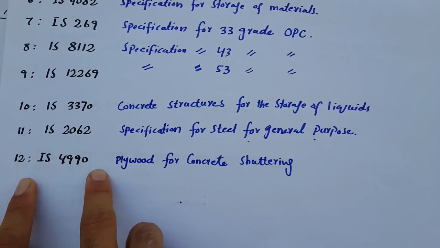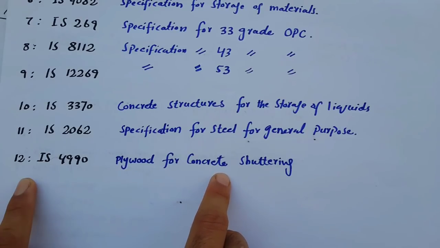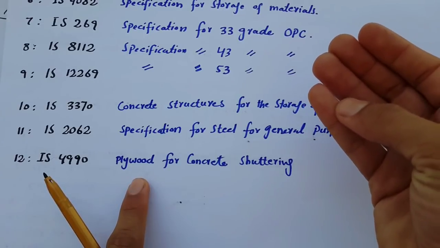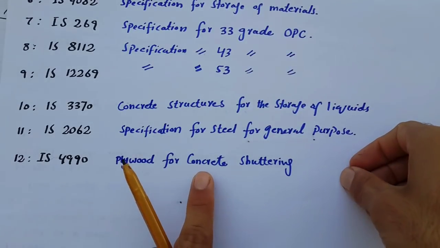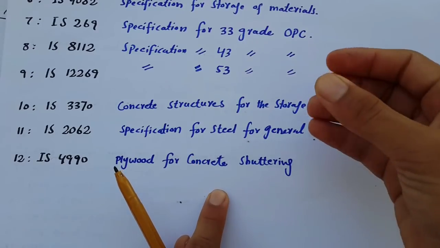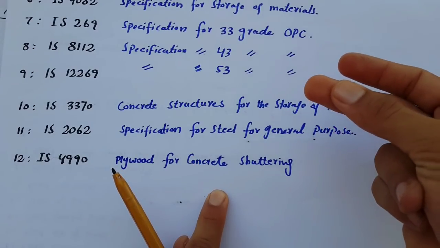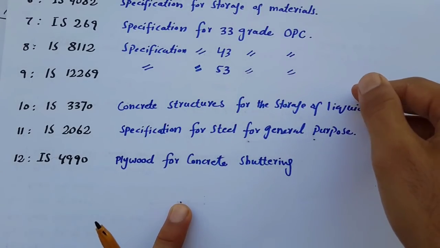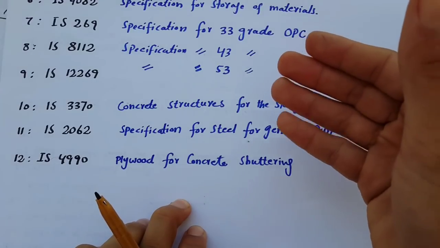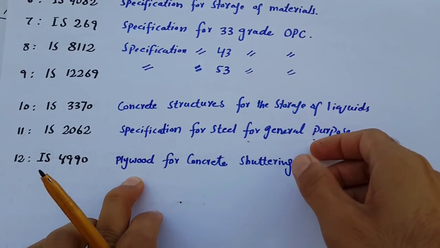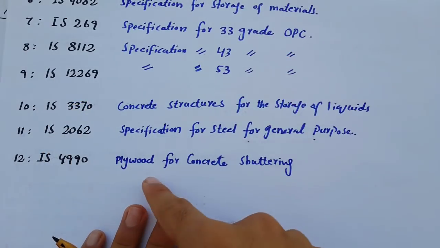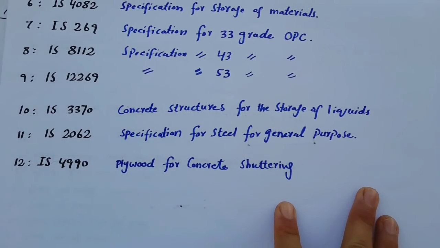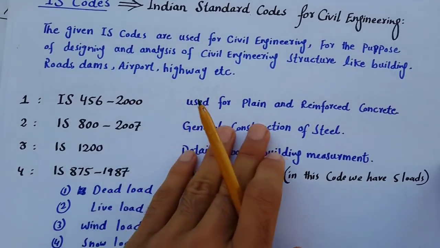So IS 4990, plywood for concrete shuttering. There you can learn what kind of plywood we have to use, what is the minimum thickness for the plywood, what kind of oil we can use for the shuttering, what is the accurate length of the plywood, and what will be the thickness. All about plywood we can learn in this code, IS 4990. These codes are very important for all civil engineers, and we have to learn them.